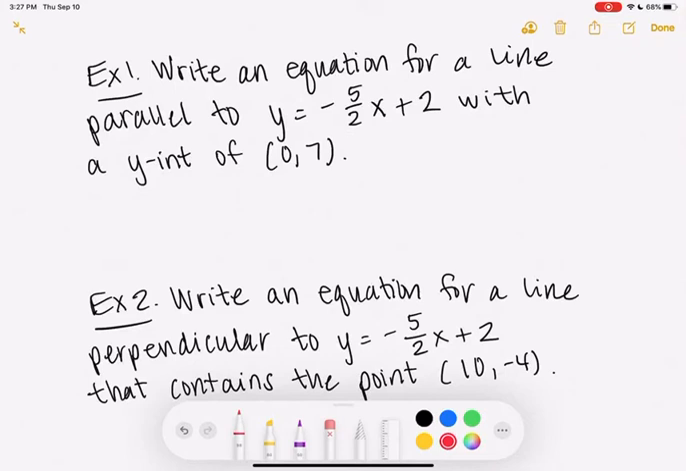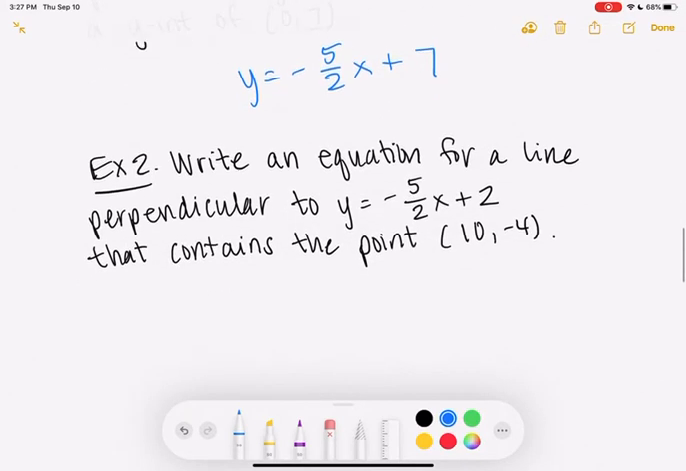Okay, so for the first one, parallel means same slope. What is the slope? If we look here, the slope is -5/2. So we just keep it the same. y equals -5/2 x plus, what's the y-intercept? 7. So this equation, y equals -5/2 x plus 7, is parallel to the original one with that y-intercept of 7. That one's done.